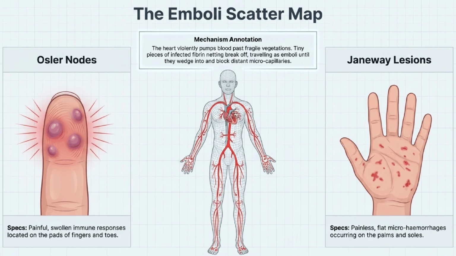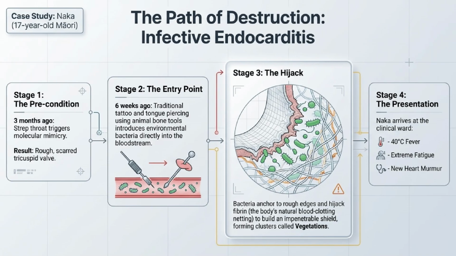To bring this out of the abstract, our sources actually include a case study. We have Nakao, a 17-year-old Maori boy. 3 months ago, he had a sore throat, which triggered that autoimmune molecular mimicry we just talked about. Right. His immune system attacked his valves. Then, 6 weeks ago, he received a traditional tattoo and a tongue piercing using sharp animal bone tools. And that was the entry point.